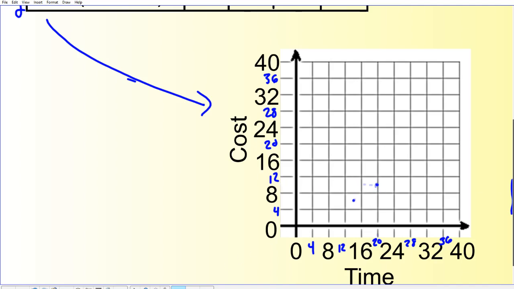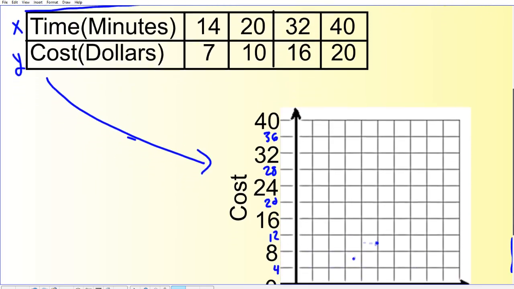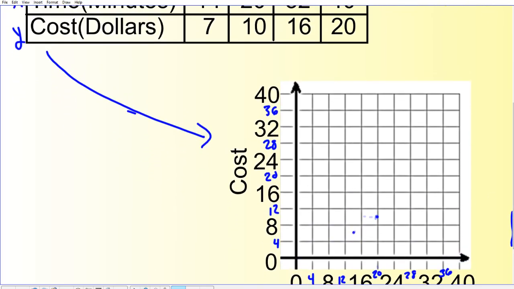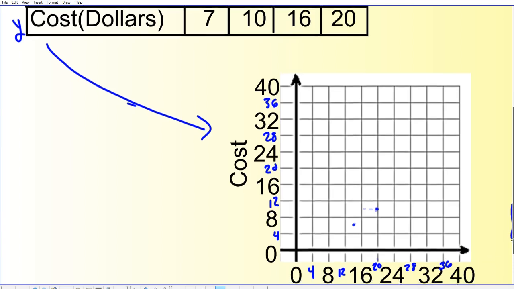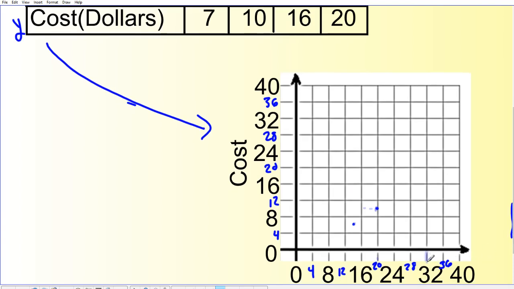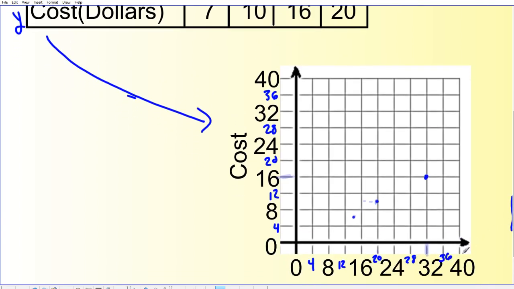Boom, boom. Next one. 32 minutes and 16 bucks. I'm sorry, other way around. No, I'm right, yeah. So 32 minutes. Oh, that was easy. That's 32 minutes right there. $16. Ooh, that's easy too. So let's just do that right now. So 32 and 16 crisscross at that point. Last one is 40 minutes. There's 40. $20. There's 20.